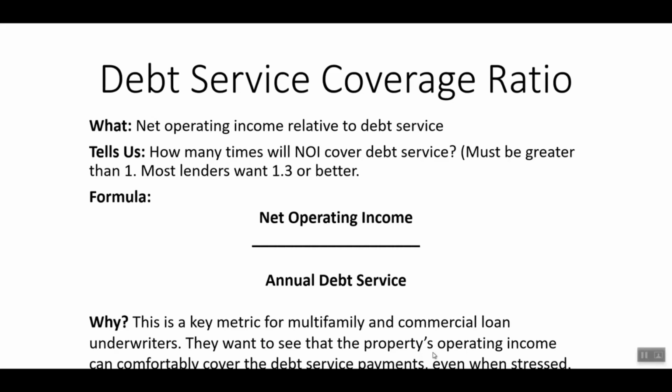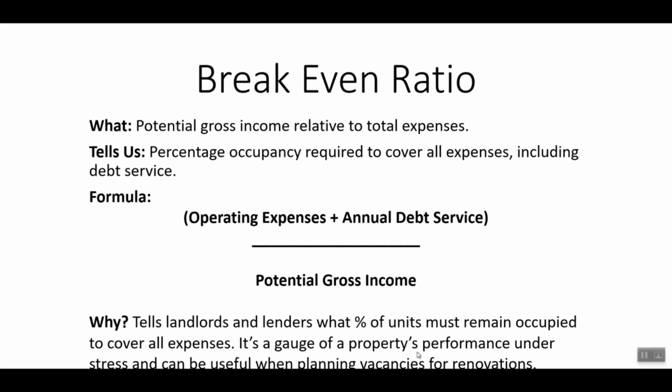And then the last one we're going to talk about is the break-even ratio. What that looks at is basically what percentage of occupancy I have to maintain to cover all my expenses, including my debt service. So you take the operating expenses plus the annual debt service, and you divide that by the potential gross income of the property, and it tells you, well, at 75% occupancy, you break even.